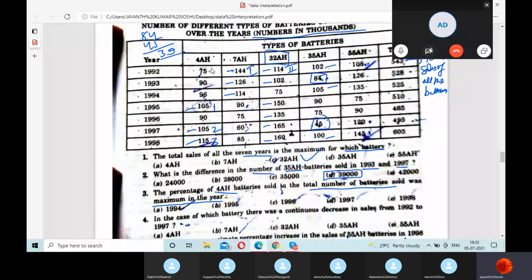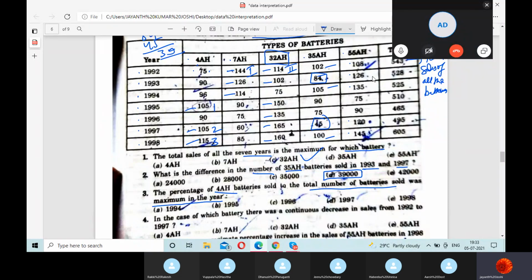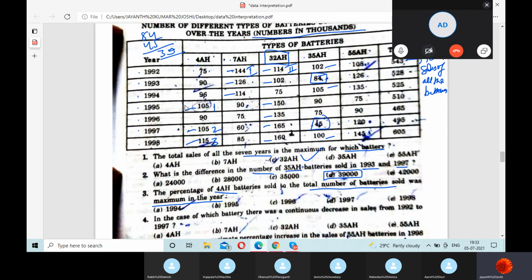So we should see how much is this 75 in this 543, or how much percentage this 75 is in 543. That will give us an idea about the maximum number of batteries in which it is sold. That means 4Ah is maximum in which year in the total number of batteries.